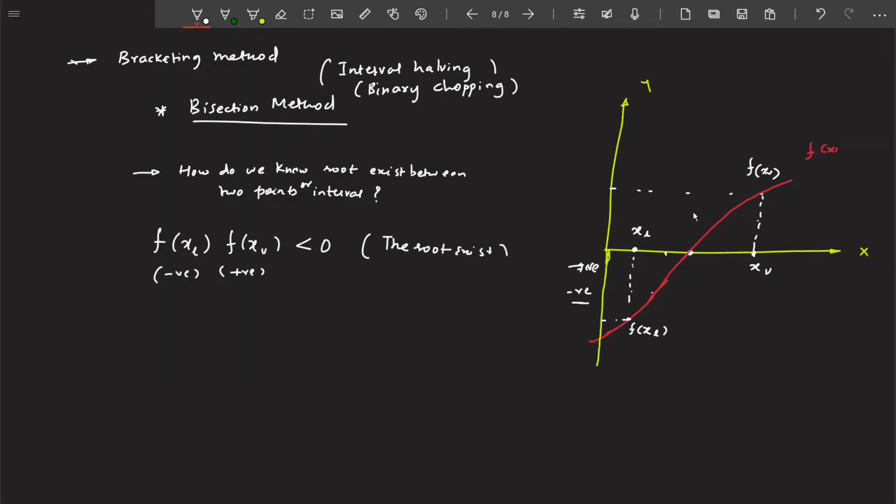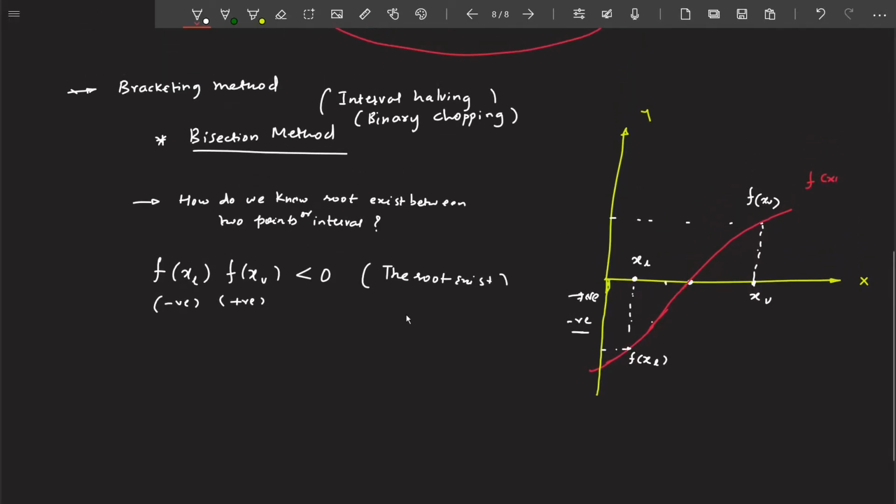So then what is the bisection method? What we do in the bisection method is we take XL, we take XU, and we define one more variable, XR. We take the average of XL and XU, and we define XR. So suppose XR is at this particular point. So this is my XR, and this is going to be f(XR). What I'm going to do next is find the product of f(XL) and f(XR).